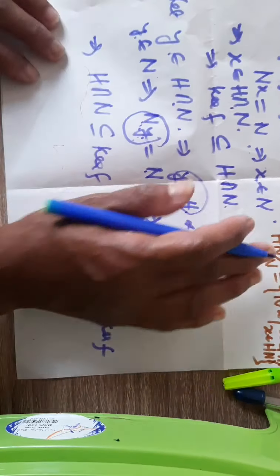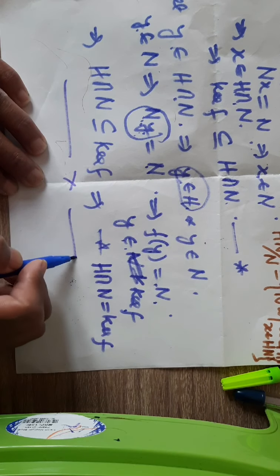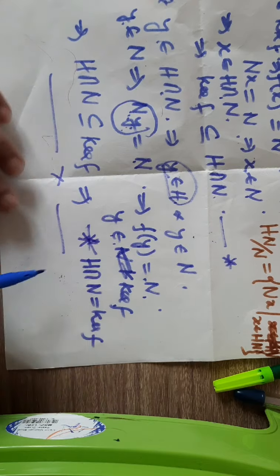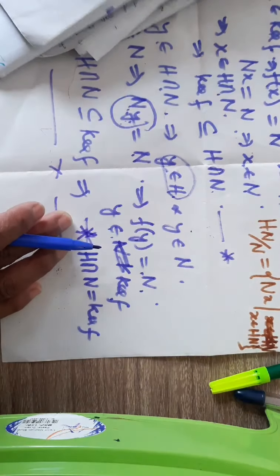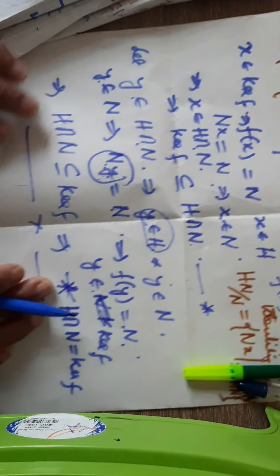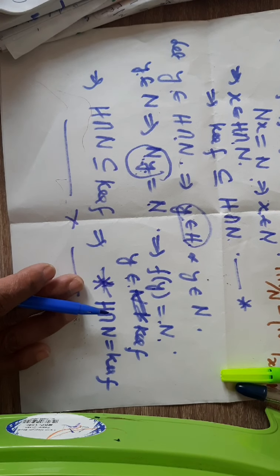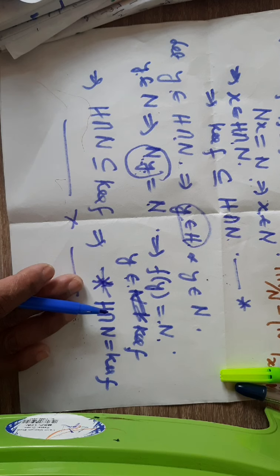Now I hope it is clear with this explanation. You just go through it again, so that in the next lecture I'll explain the inner automorphism. I'll give the definition of inner automorphism and also the theorems related to it, which is also another important theorem.